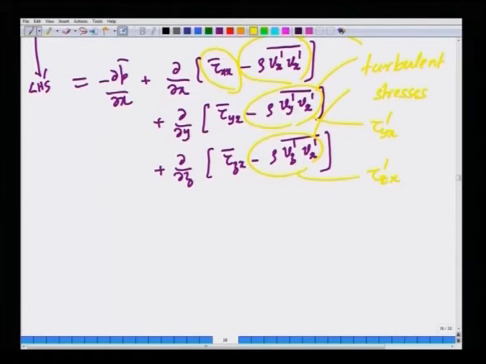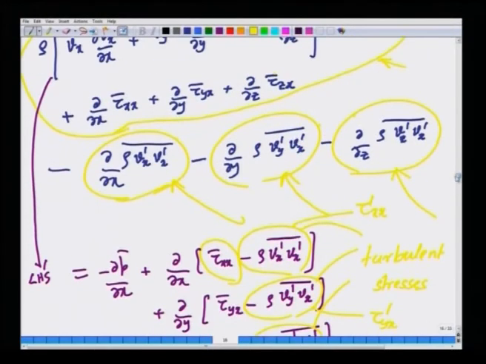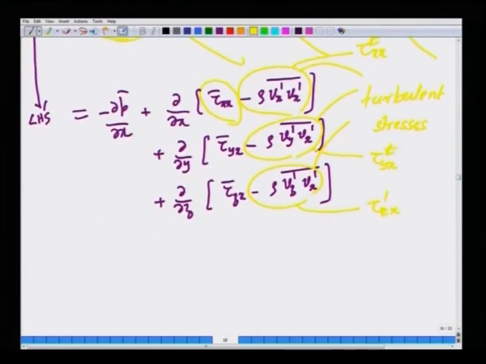You can verify that because tau x y prime is simply rho V x prime V y prime, but the order of the products is not important because they are just multiplying two quantities. So, it is not important. Sorry, these are not called prime, these are called T, turbulent stresses, just to avoid confusion with fluctuations. These are the turbulent stresses.